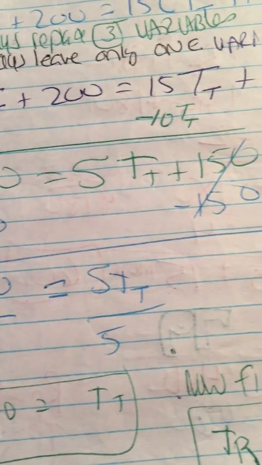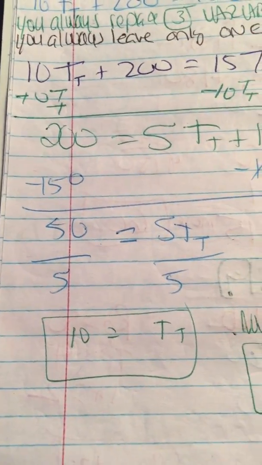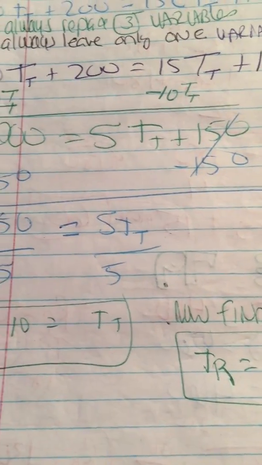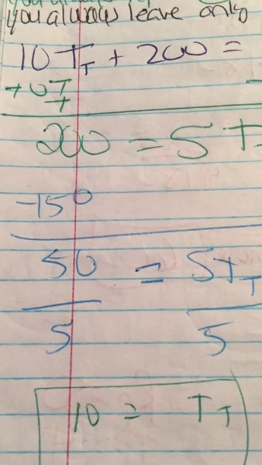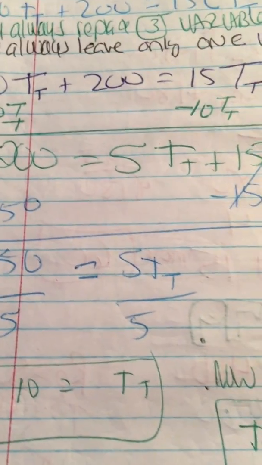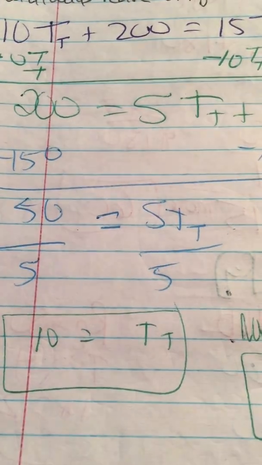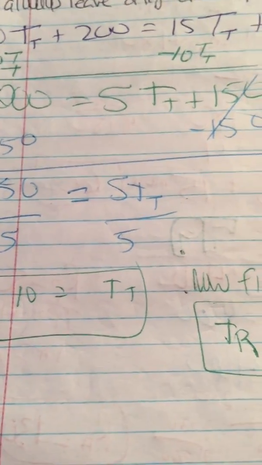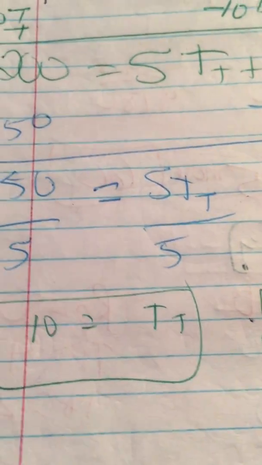10 TT plus 200 equals 15 TT plus 150. You subtract 10 from both sides and you're going to get 200 equals 5 TT plus 150. Subtract 150 from both sides and you're going to get 50 equals 5 TT, and then we're going to do our division. 5 goes into 50 10 times, so we're going to get 10 equals TT. But we're not done. Now we got to find TR. 10 plus 10, which is 20.